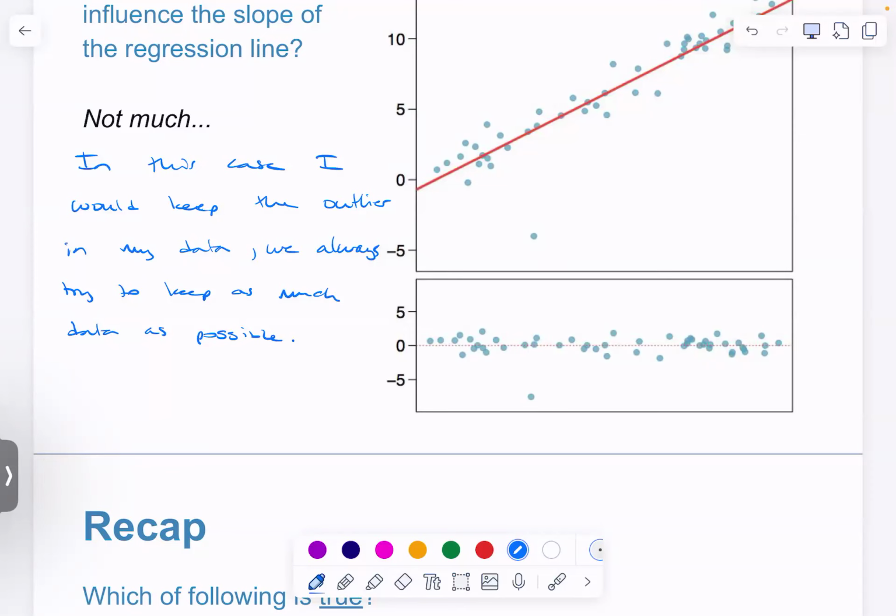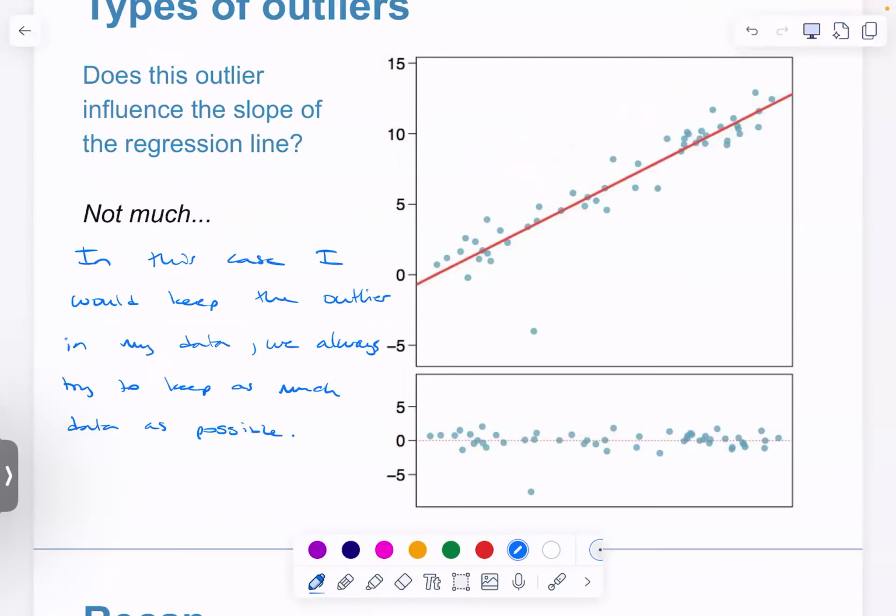When would it come into play? Outliers affect the mean, right? It wouldn't affect the mean of X because your X's are all in the realm here. So the mean of the X's is unaffected by this outlier, but the mean of the Y's is affected, right?